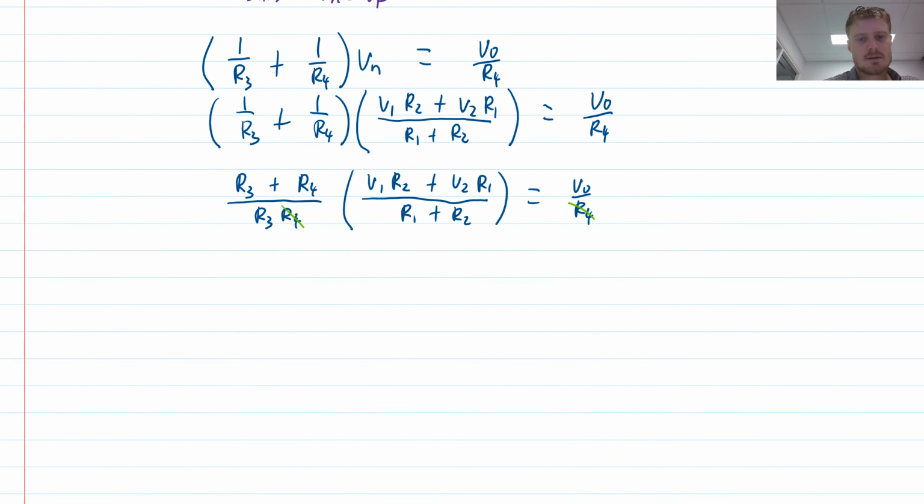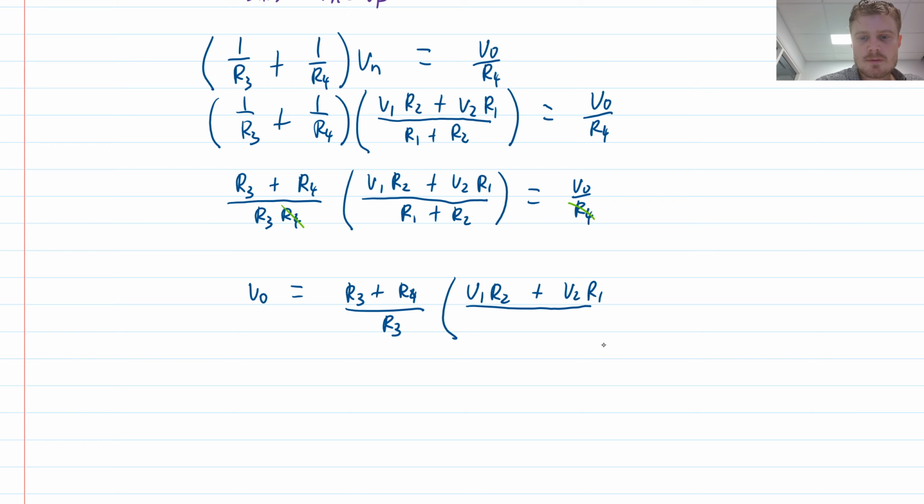I don't think I can simplify that any further, so I'm just going to leave it as this. So V out is R3 plus R4 divided by R3 times V1 R2 plus V2 R1 divide R1 plus R2.